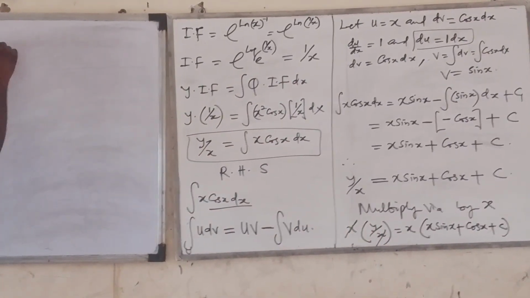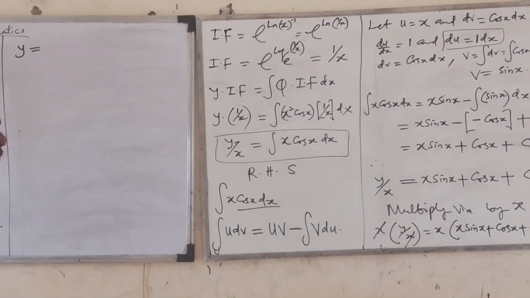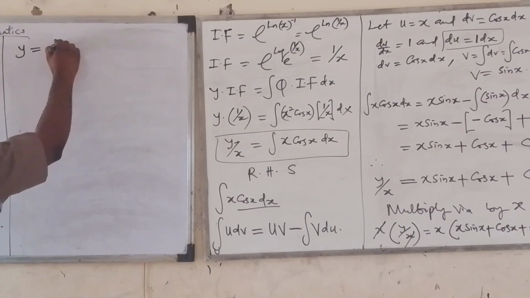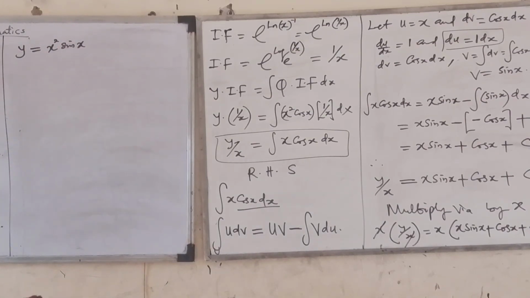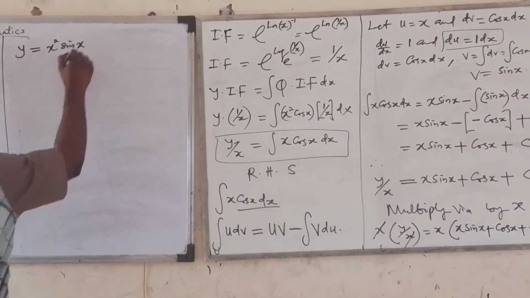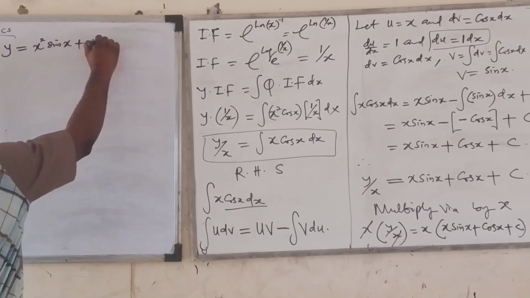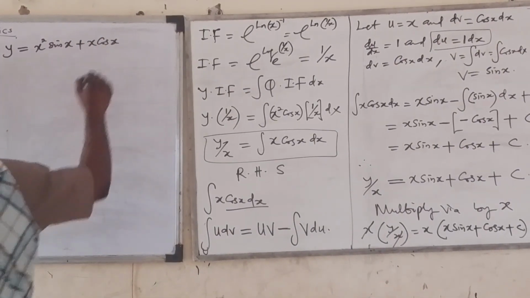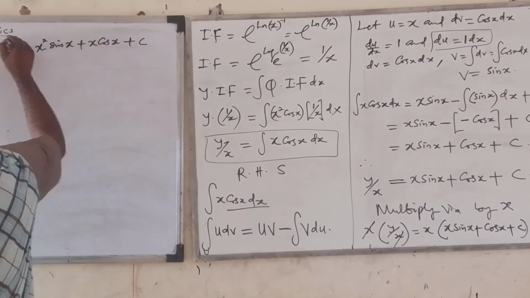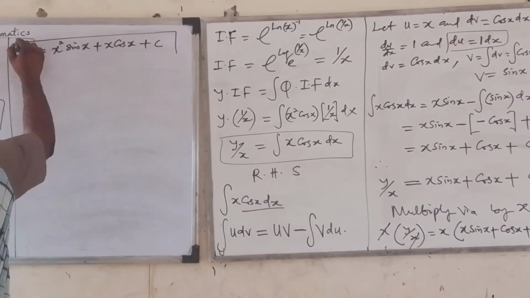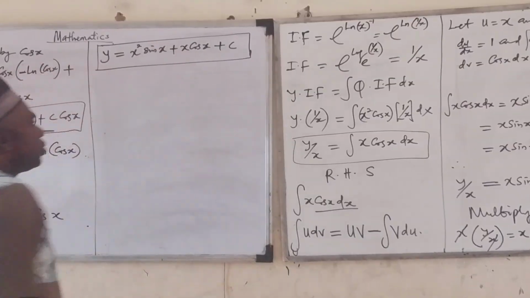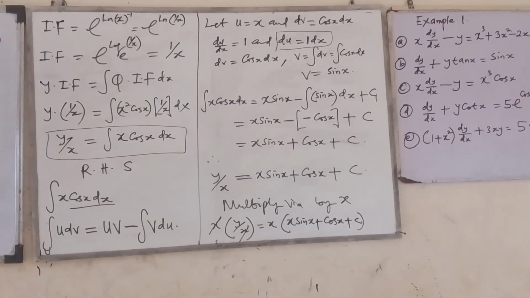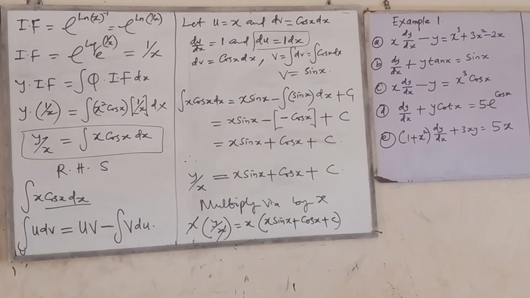So it means y will be equal to x times x sine x. That will give us x squared sine x, plus we have x cos x. Then here we have plus c. So this is the solution. This is the value of y. So that is question 3. Yes. Now let's go straight to question 4. That will be question number 4.